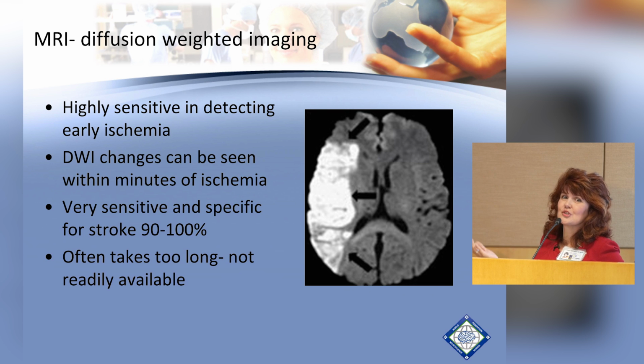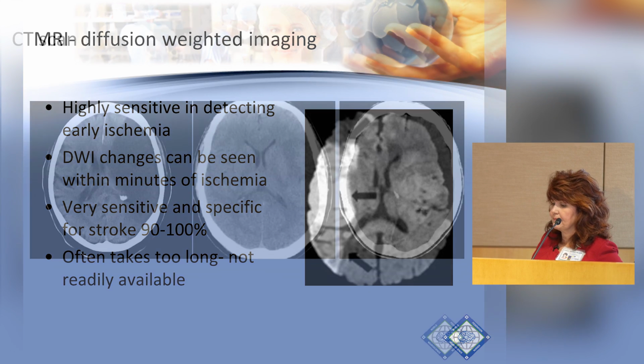So MRI is great in stroke, right? I mean, we don't have time often to do that study, but it is a fabulous study and will tell you a lot. It's highly sensitive for detecting early ischemia. So DWI changes can be seen within minutes of a stroke starting. They're very, very sensitive and specific for stroke, 90 to 100%, and it often, sadly, takes too long. So we're not able to get people to an MR scanner. We have to rely on clinical exam, their history, and also the CT scan before treating with TPA.